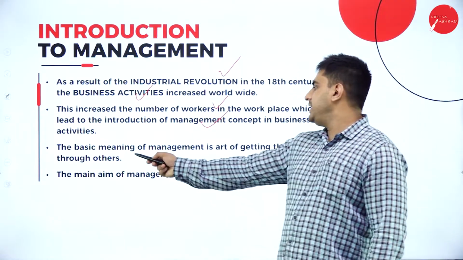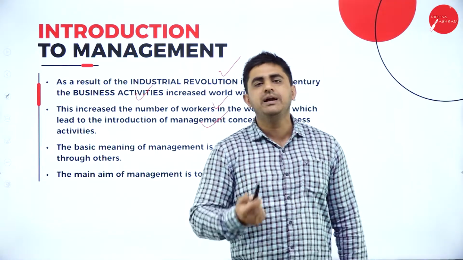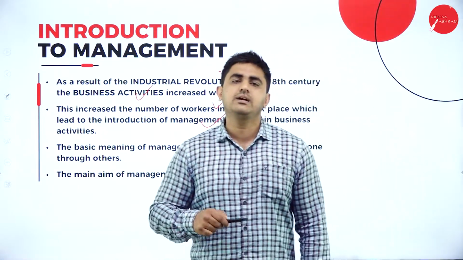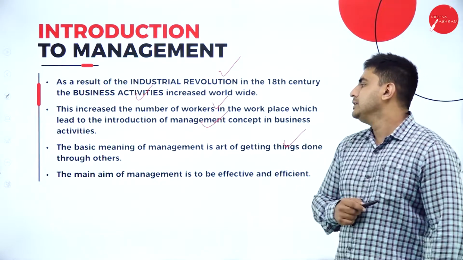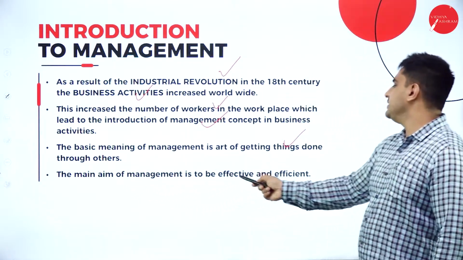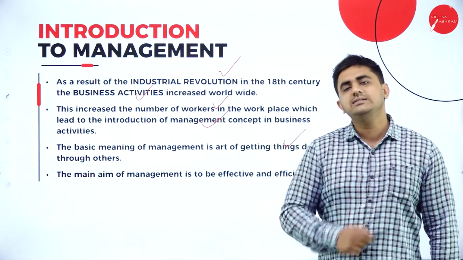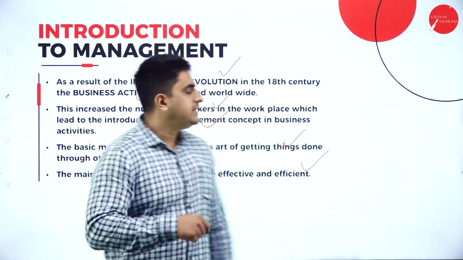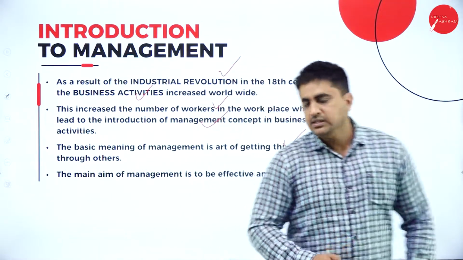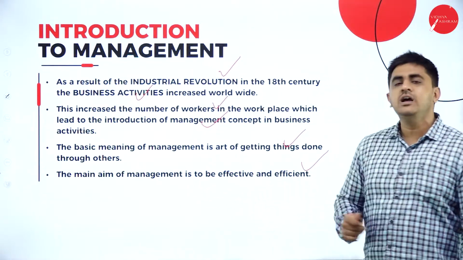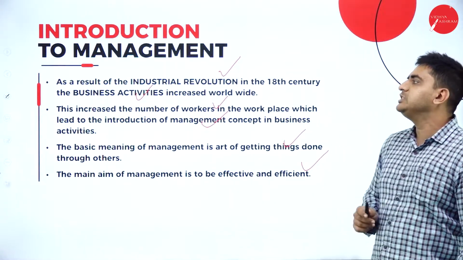The basic meaning of management is the art of getting things done through others. That is, you being a manager, you supervise the work of the factory or any business activities and you get the things done. The main aim of management is to be effective and efficient. Efficient means you should not waste the raw materials, you should not waste time. At the same time, you should give quality products and quality output. So management mainly aims at optimum utilization of resources. This is regarding the history of management.